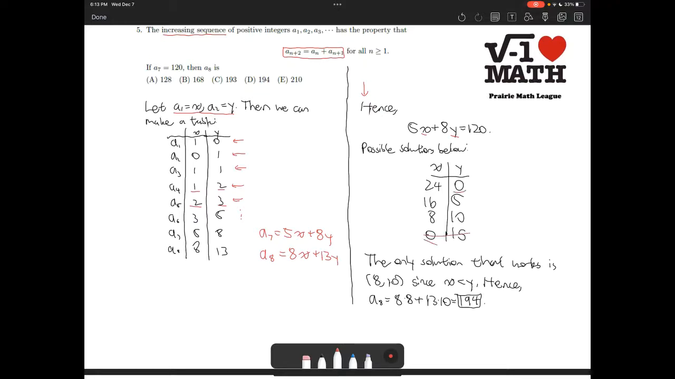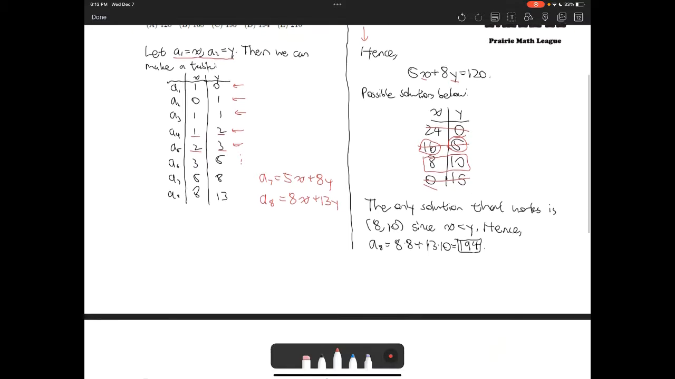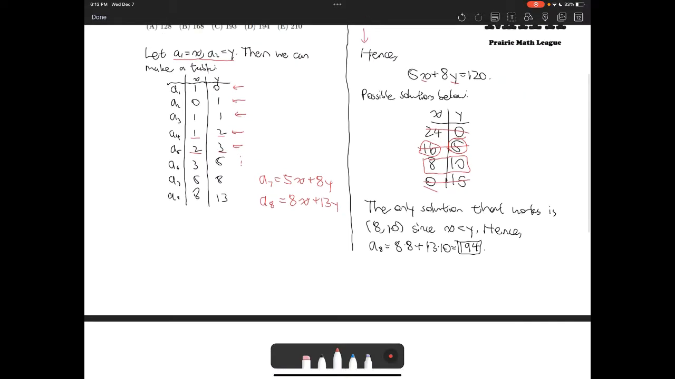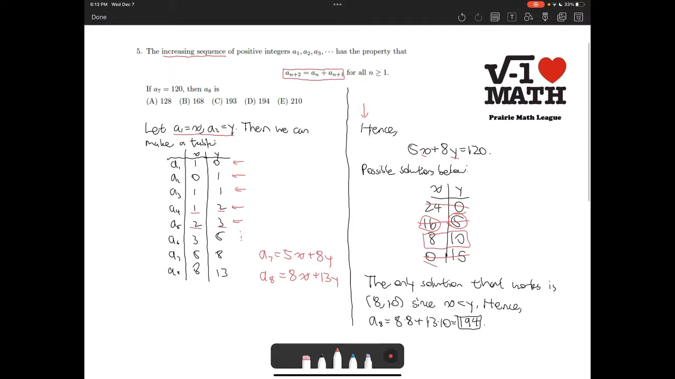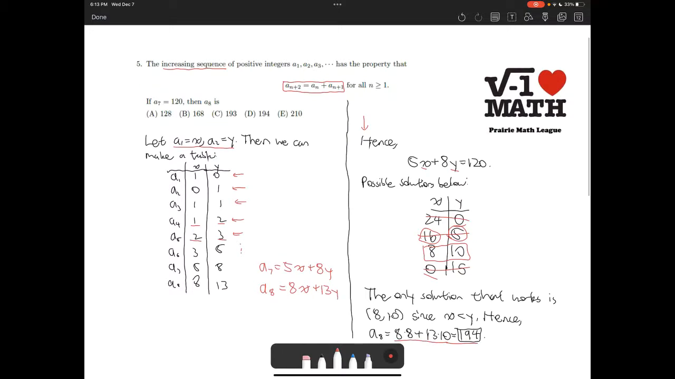This and this are 0, so these don't count. And here, this is greater than this, but this would imply that a1 is greater than a2, so this also doesn't count. So this only gives us one solution, which is x equals 8 and y equals 10. Hence, we see that a sub 8 is equal to 8 times x plus 13 times y, which is 8 times 8 plus 13 times 10, which is 194. So the answer is D.